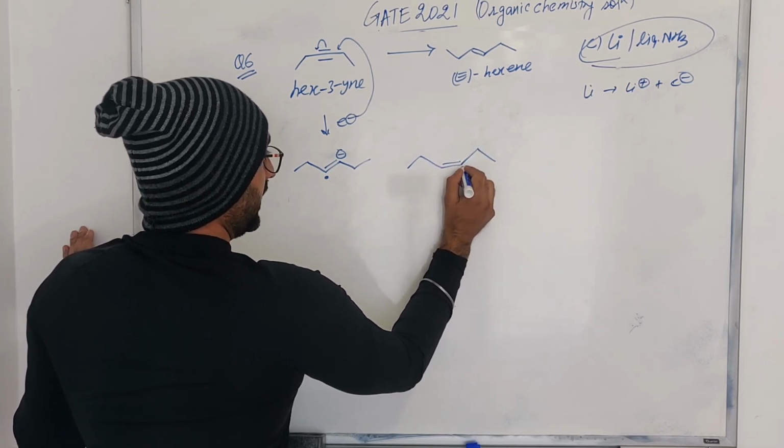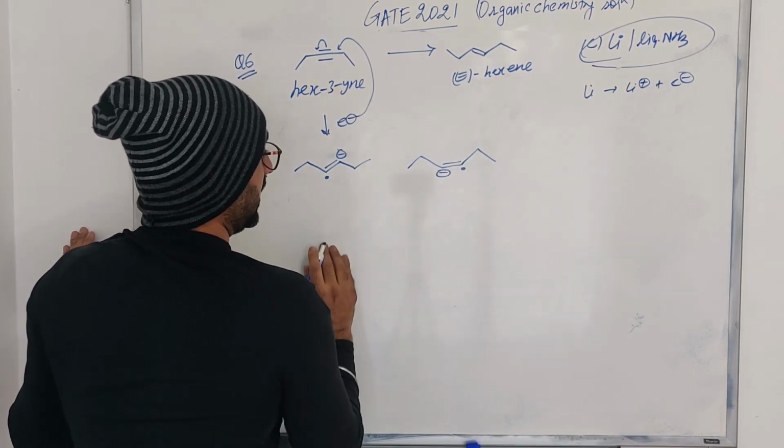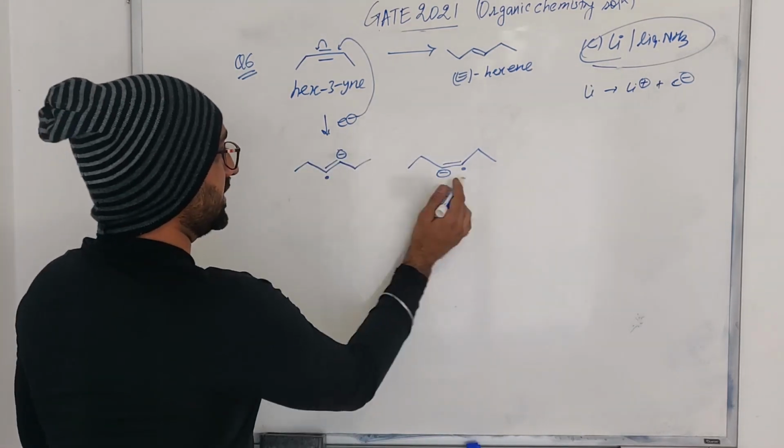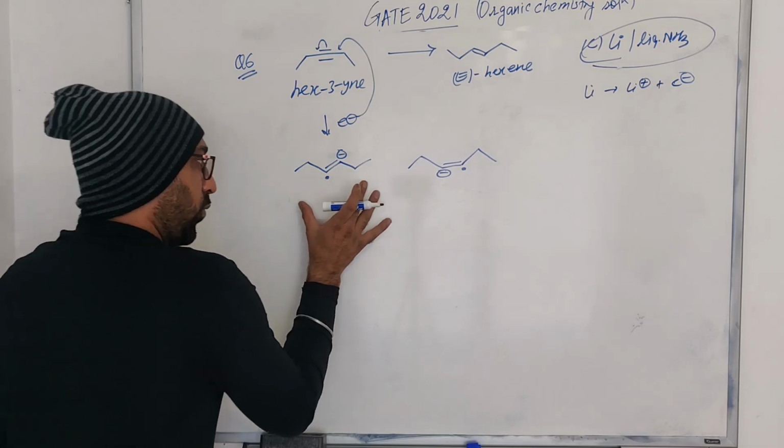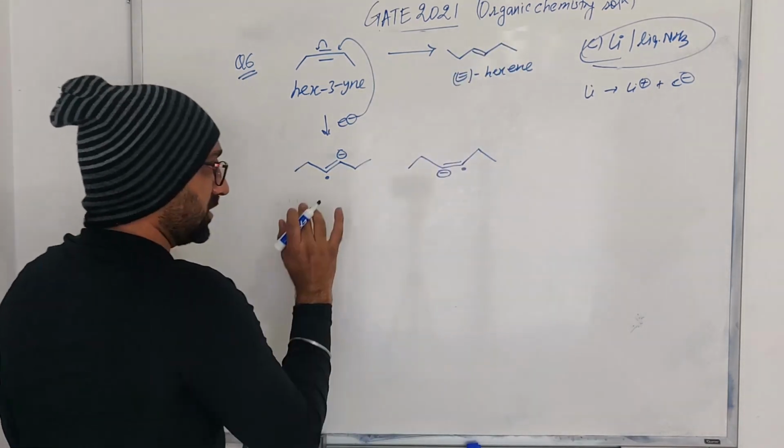Okay, so what we have is a radical and a negative charge. Now these are the two scenarios when the electron is adding on to the olefin. Why do you get trans? What is the reason for that?